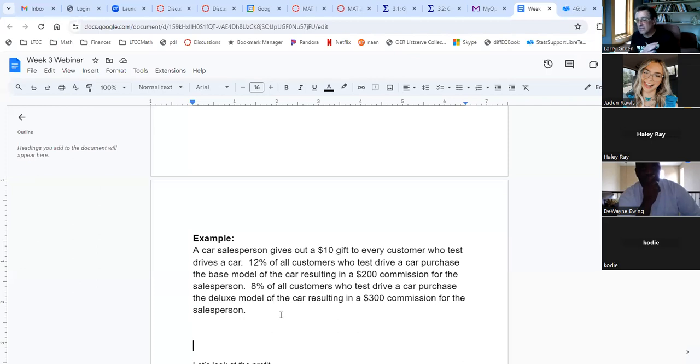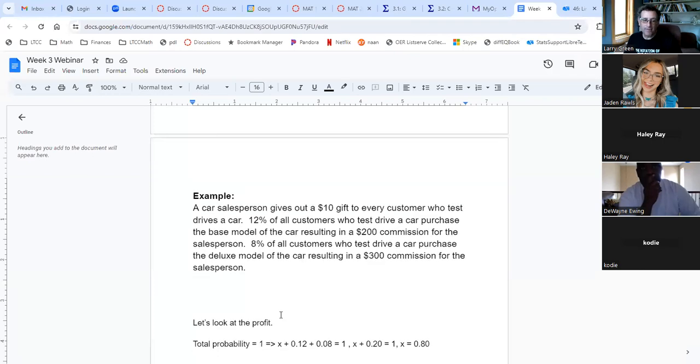Okay, kind of typical business thing is that it costs you money to bring the people in because you're giving them $10. But a lot of them are going to be spending a lot of money and you're going to get a big commission and hopefully you'll make a profit because that's what you want. You want to make money for your job. So the idea is we want to look at the profit. Okay, so let's start out by looking at all the different things that can happen.